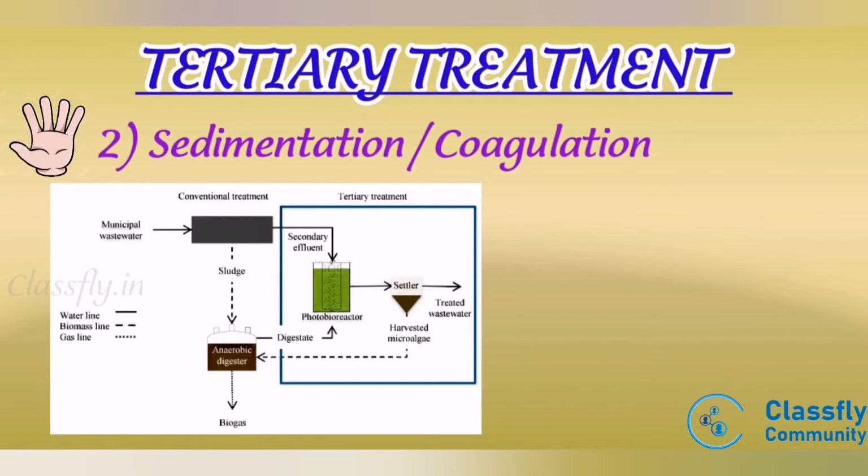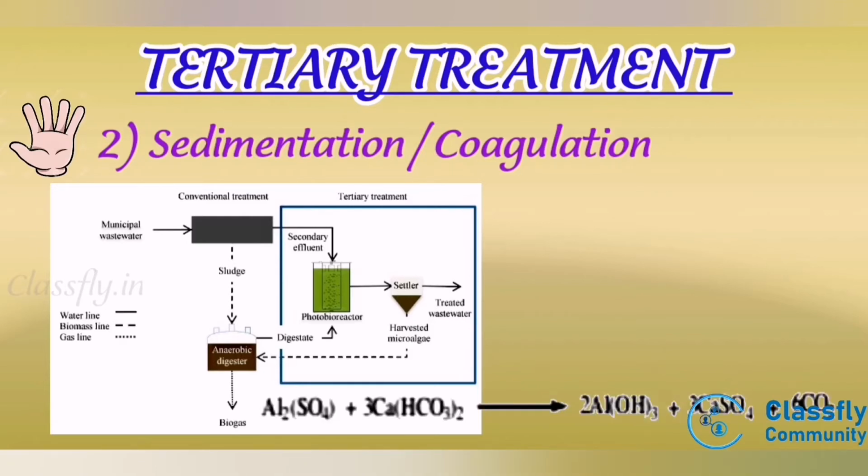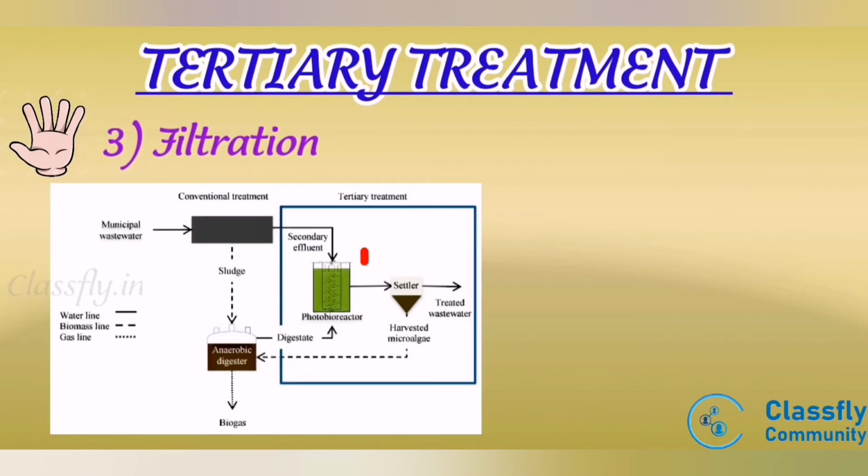These bigger flocs, under the influence of gravitation, get settled down, that is Al2(SO4)3 + 3Ca(HCO3)2 gives 2Al(OH)3 + 3CaSO4 + 6CO2. That means aluminium sulfate combined with calcium bicarbonate gives aluminium hydroxide, calcium sulfate and also carbon dioxide. Third method is filtration.